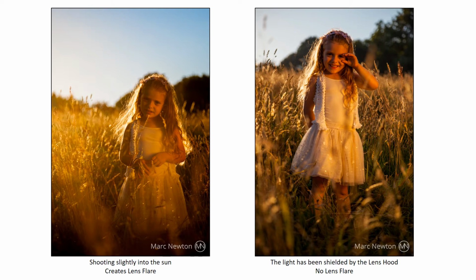If you look at these two images, the one on the left has lens flare, and it's because I angled the shot slightly into the sun. You can see the sunset coming across the lens from the left, and this gives a warm cast of light, and that light is captured when you take the picture. The image on the right, I have just moved my position slightly to the left, just by about one side step, and I used the lens hood to shield the front of the lens from the sunlight. So no light has directly hit the lens, therefore no lens flare was caused.